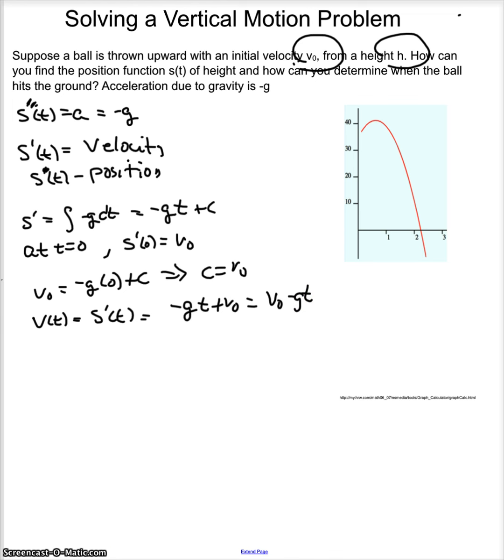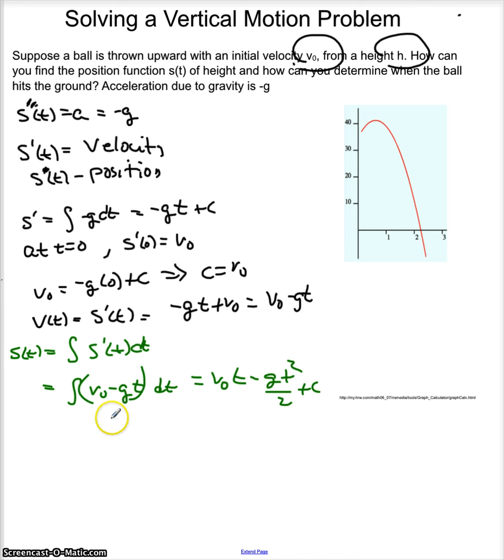Now I want my position function. Let me switch pen colors here for you. My position function, s of t, is going to be the integral of s prime of t dt. So this is the integral of v naught minus gt dt. Doing this integration, this is v naught t minus g t squared over 2 plus c. So what is this? This is v naught t minus g t squared over 2. I'm sorry about that.